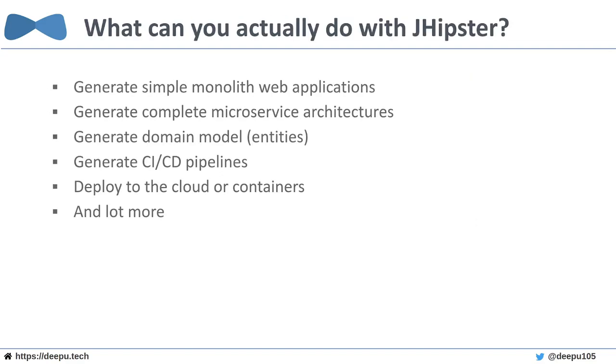So, JHipster can help you create simple monolith web applications, complete microservice architectures. It can generate your domain model or entities. It can generate CI/CD pipelines and deployment configurations for the cloud or containers. There is more. But to cover everything that JHipster can do will be impossible to do within the time I have.